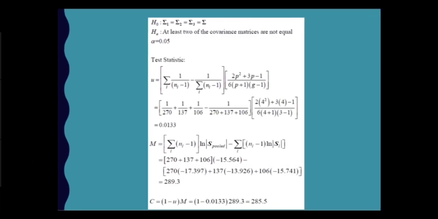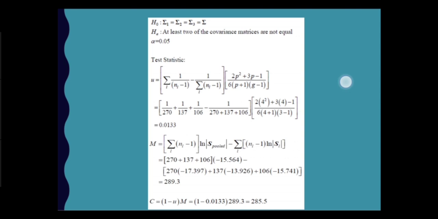So the null hypothesis will be big sigma 1 equals big sigma 2 equals big sigma 3, because we have the 3 treatment groups equal to big sigma. The alternative hypothesis, at least 2 of the covariance matrices are not equal. Or you can just write it as H0, the covariance matrices are equal; H1, the covariance matrices are not equal. Okay, we use the value of alpha 0.05.